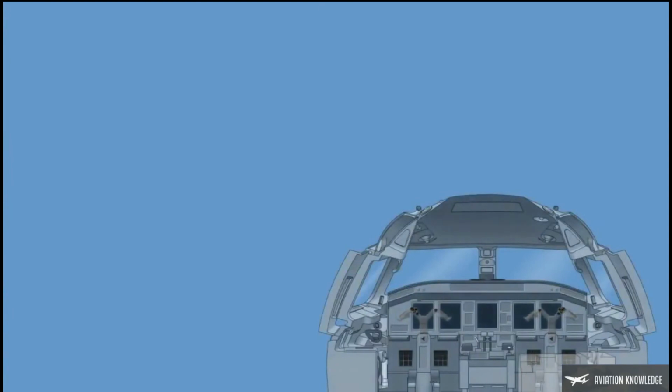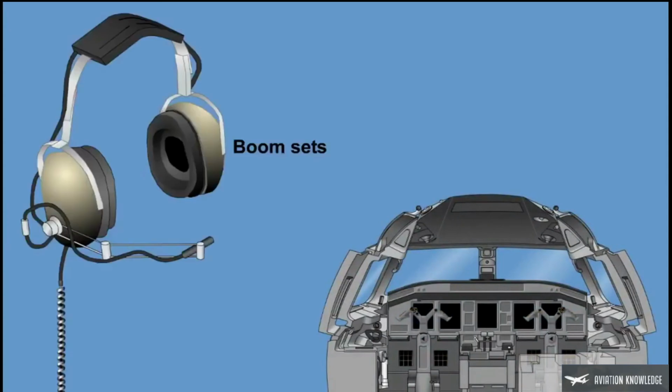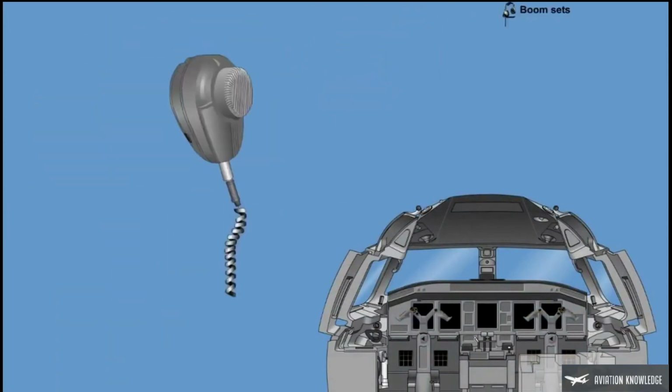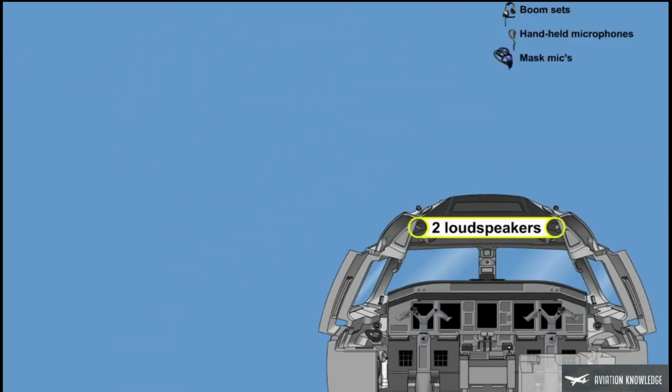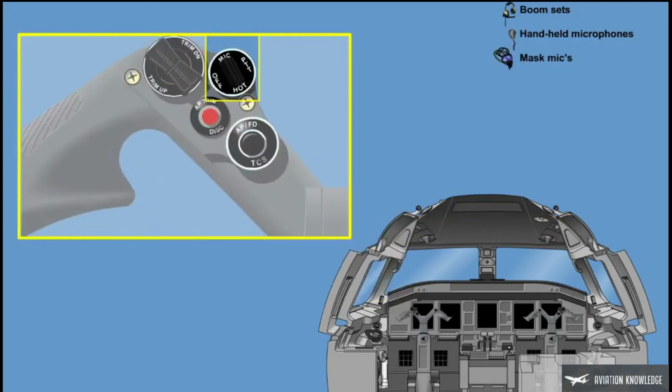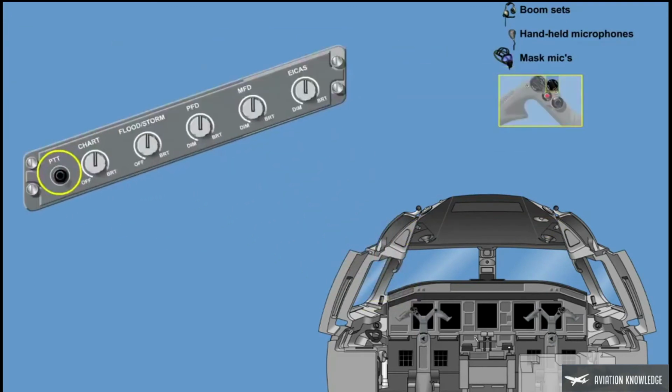Several line replaceable units are in the cockpit for the pilot, the co-pilot, and an observer. There are boom sets, handheld microphones, and mask mics for transmitting. For receiving, there are headphones and loudspeakers. To activate transmission via the microphones, there are push-to-talk, hot mic switches on each yoke, and one push-to-talk button on each side of the glare shield.